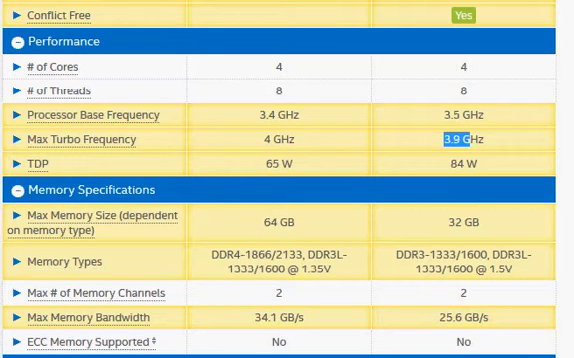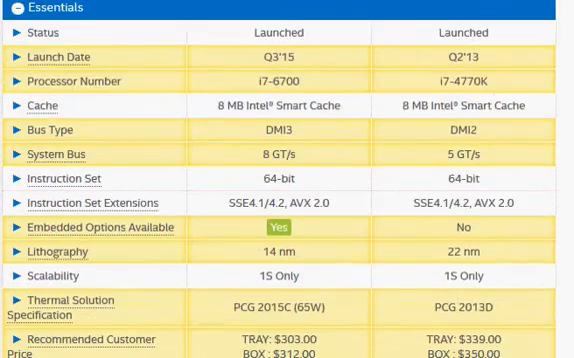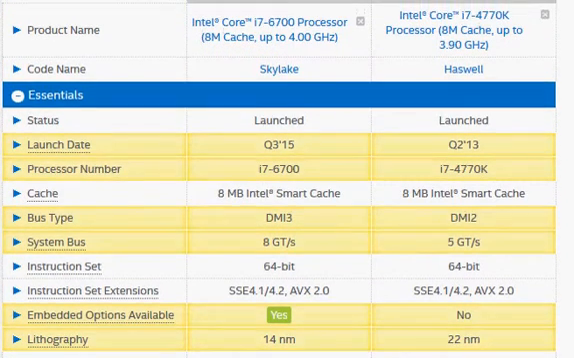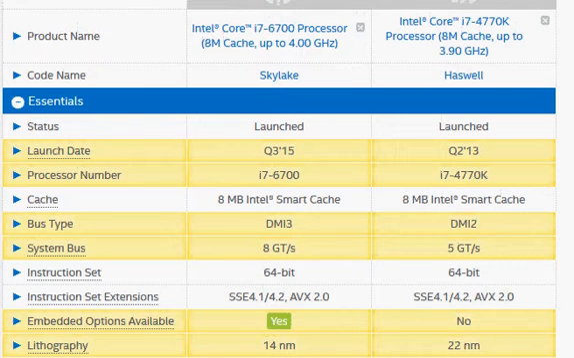Skylake, however, has a slightly improved architecture that will give you 1.5% to 2% better performance. So in between these two, we should expect a similar performance between these two processors.